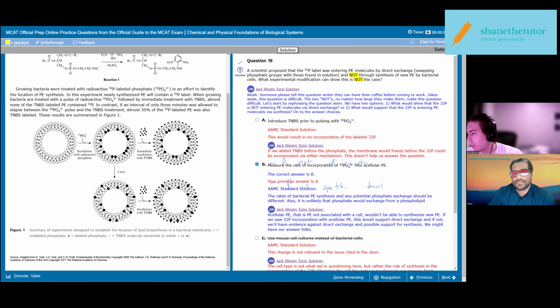Honestly, the main thing is I didn't know what acellular really meant. And so I guess that's the main reason why I got this wrong. Whenever there's an A in front of a word, it's the opposite. Well, less so opposite, more so just not. Got it.